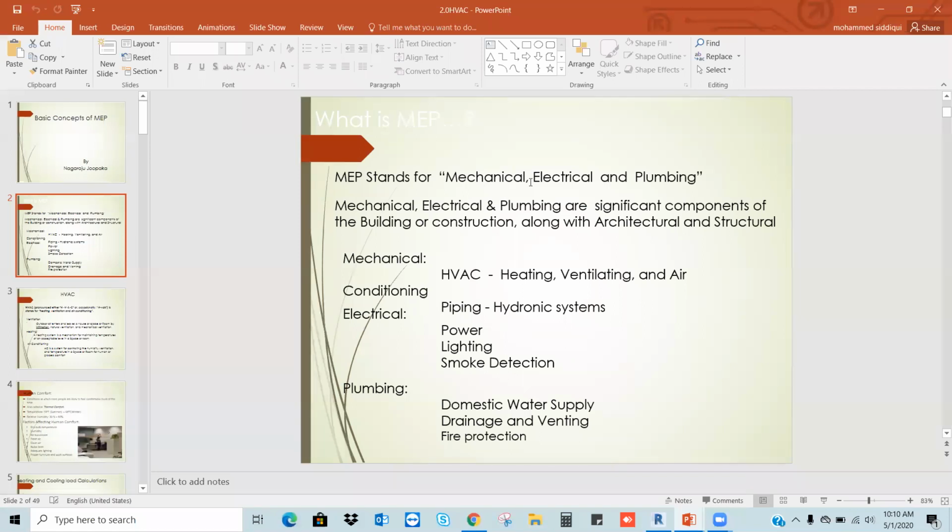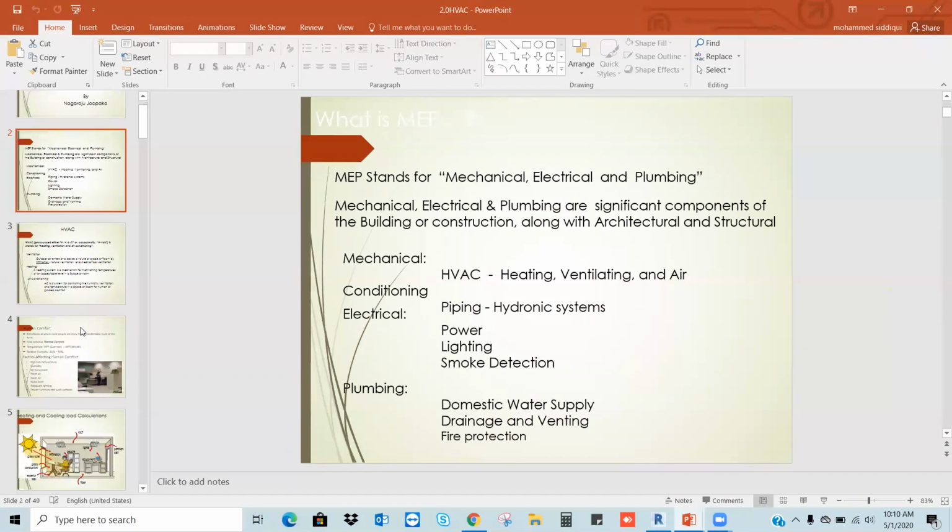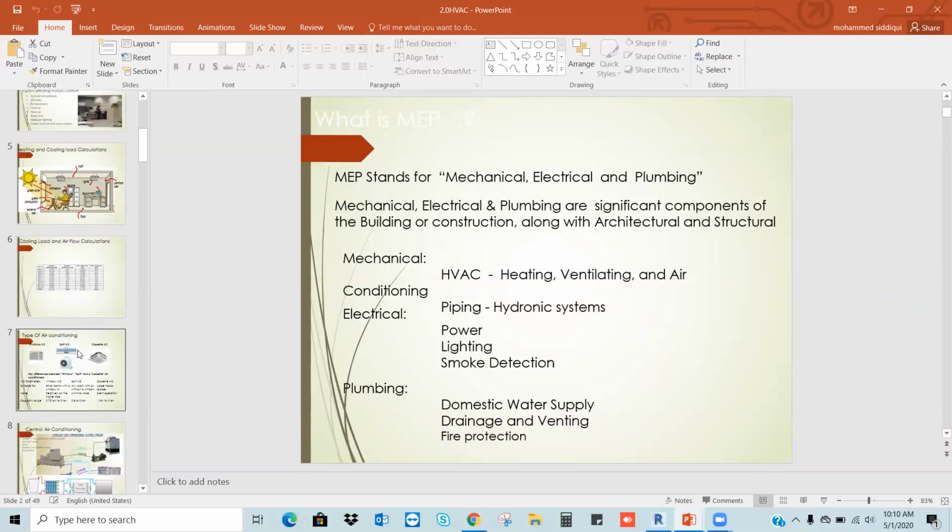In the MEP, let us discuss the HVAC. In the HVAC, we have two services. One is the HVAC, heating, ventilation, and air conditioning system, and the related piping, hydronic pipe. I don't want to go into detail. I just want to give a brief overview of the components we have in the air conditioning system.